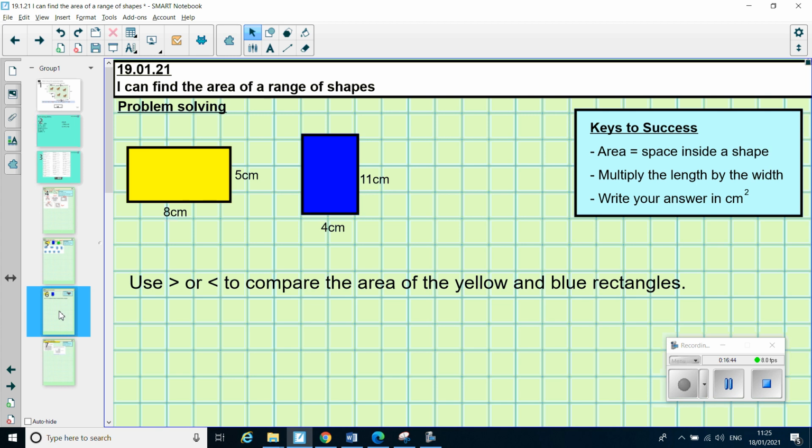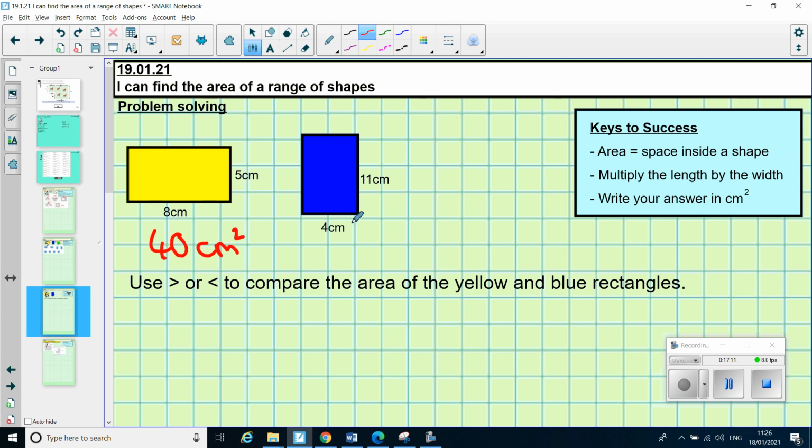So on the screen I've got 2 rectangles. I've got a yellow rectangle and a blue rectangle. The question says, use the greater than or less than symbols to compare the area of the yellow and blue rectangles. So before I can compare the area, I've got to work out the area. So my yellow rectangle, I'm going to do 8 times 5, so the area of my yellow rectangle is 40 centimetres squared.